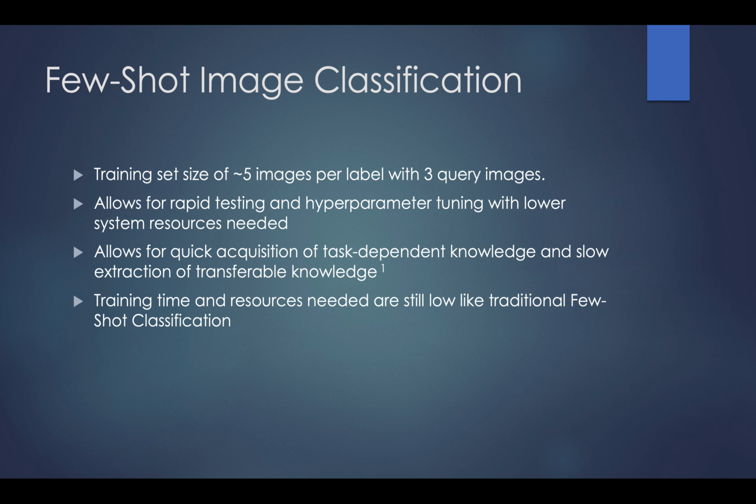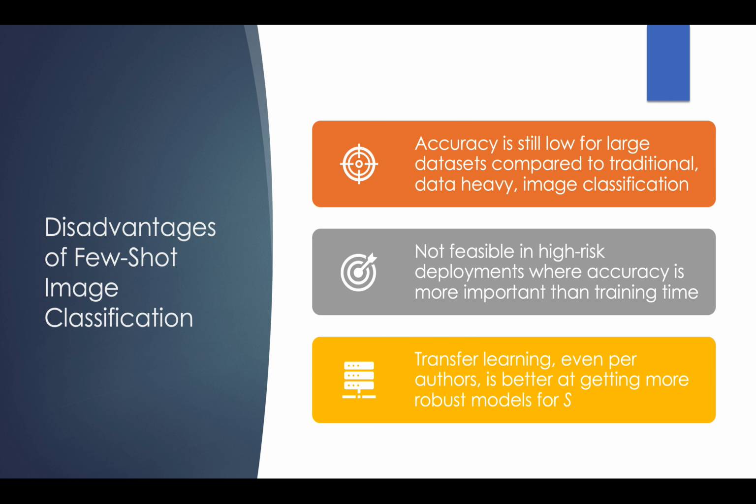The advantages of few-shot though really show in this experimentation and in this paper, because they allow for rapid testing and allow us to tune our hyperparameters very fast with lower system resources needed. And this allows for the quick acquisition of task-dependent knowledge and slow extraction of transferable knowledge. The training time and resources needed are still low, like traditional few-shot classification seen in the MAML paper, which is the implementation that we utilized for our few-shot.